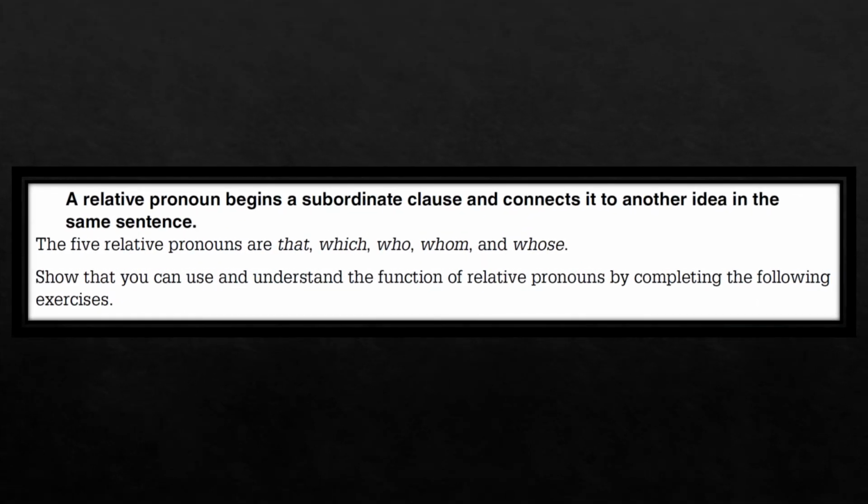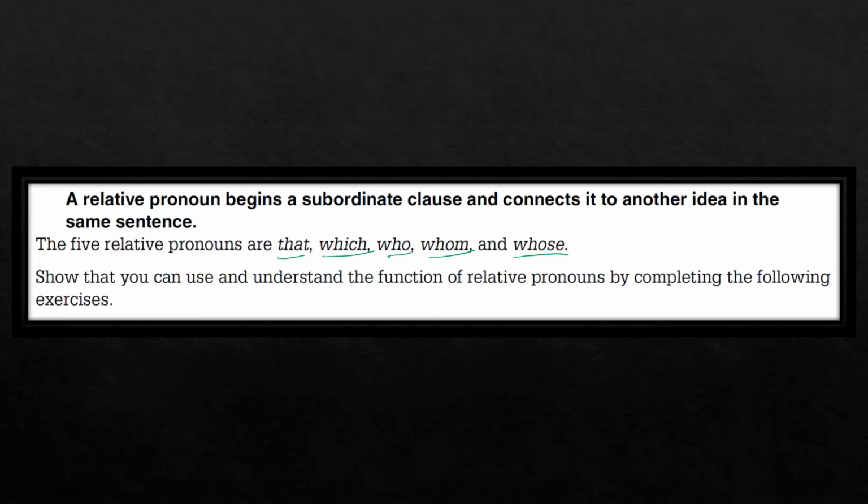So a relative pronoun begins a subordinate clause, also we call it dependent clause, and connects it to another idea in the same sentence. The five relative pronouns are that, which, who, whom, and whose. It's worth mentioning that the function of each of those relative pronouns differs from one relative pronoun to the other.